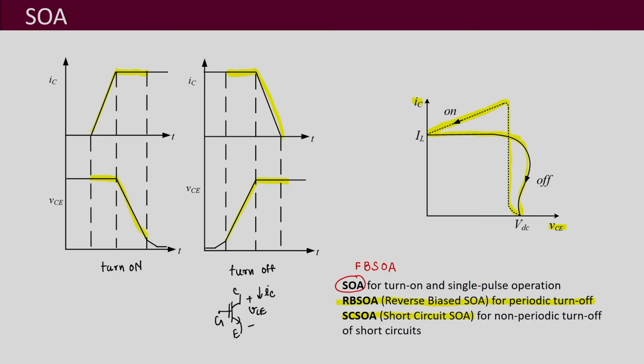Since IGBTs have some short circuit withstanding ability, there can be some limits defined during that, which is your short circuit SOA, also sometimes provided in the datasheets for some IGBTs. So, three of them: FBSOA, forward biased SOA, then reverse biased SOA, and short circuit SOA. These are the different types of SOAs for IGBTs.